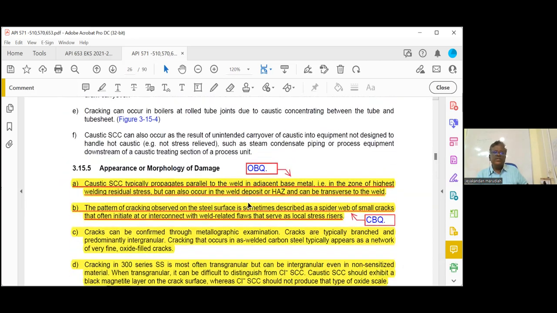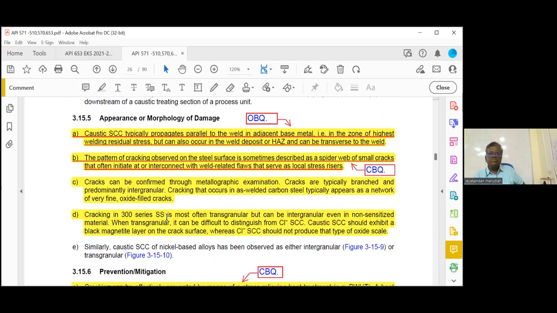The next page, appearance. Caustic SCC typically propagates parallel to the weld in adjacent base metal, in the zone of highest residual stress, but it can also occur in the weld deposit. So generally it will propagate parallel to the weld. The pattern of cracking in the steel is sometimes described as a spider web of small cracks. So you will have a spider web. That is an important closed book question.